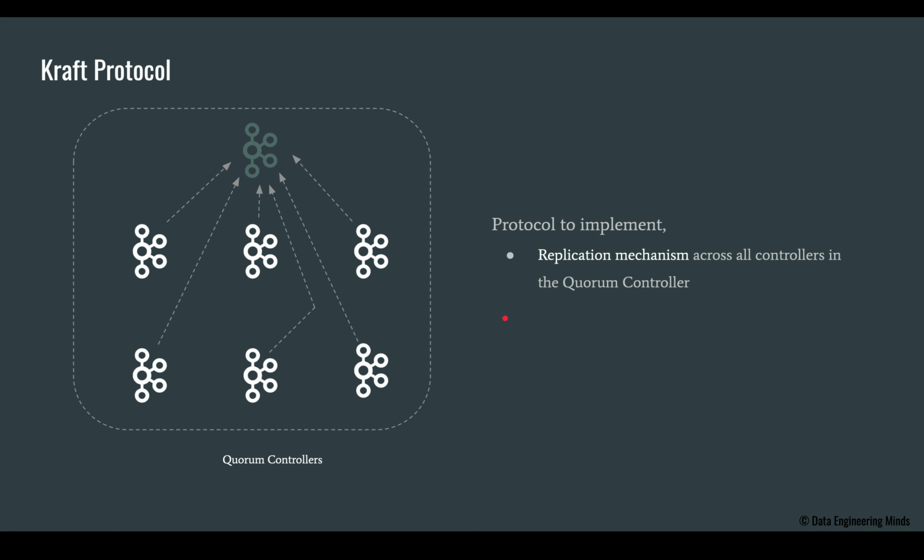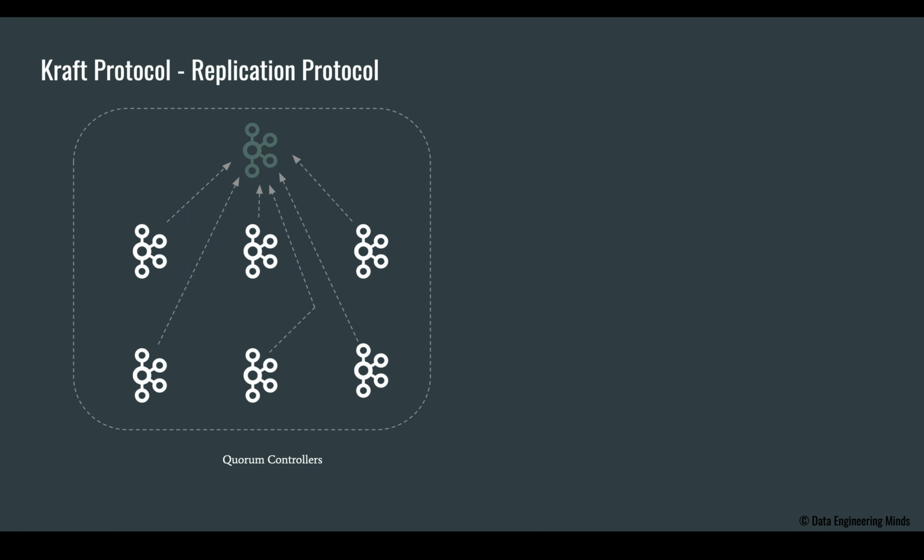The first mechanism is a mechanism for replicating the metadata across all the controller nodes inside the Quorum controller, and then a mechanism for electing the active controller, because in case of a Quorum controller, we don't have an external system like Zookeeper to elect a new active controller when the current active controller fails. That's why we also need a leader election protocol. So the first one is the replication protocol.